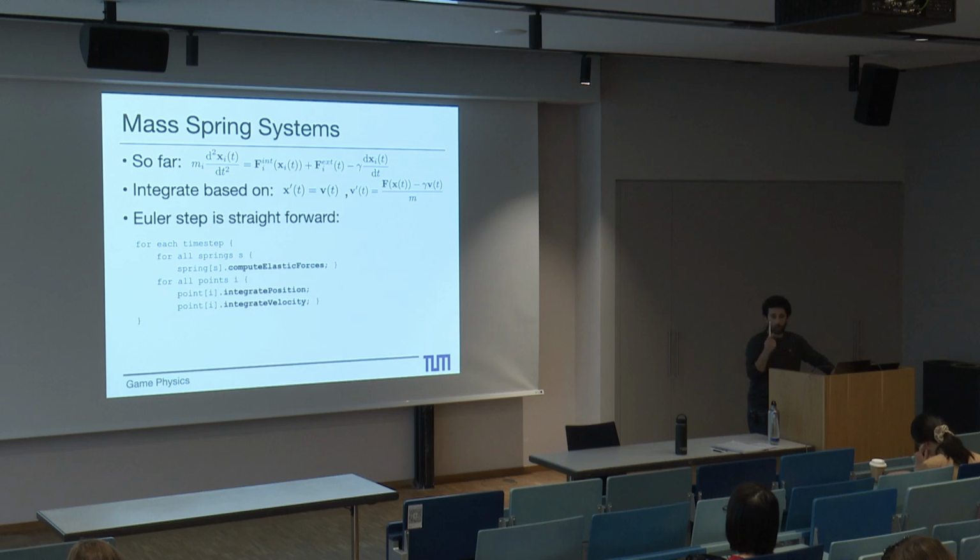Now, one question that was asked last time was, does it matter, or what is the correct order of the integration? Should I integrate first the position and then the velocity, or vice versa? If we are using the explicit Euler step, this really doesn't change anything, because we are not using information from the new step. These equations will lead us to x n plus 1, and v n plus 1.